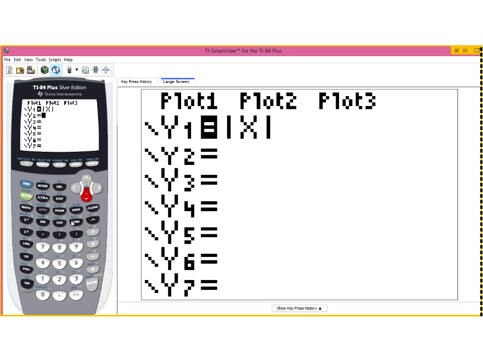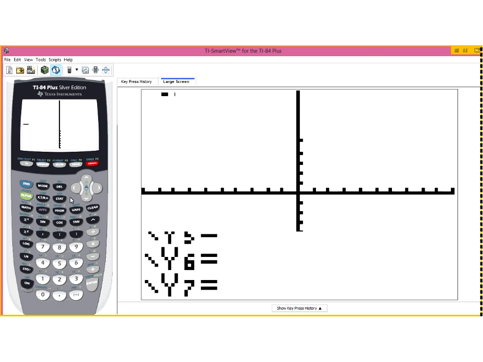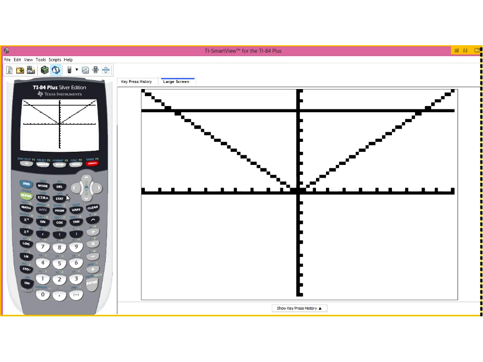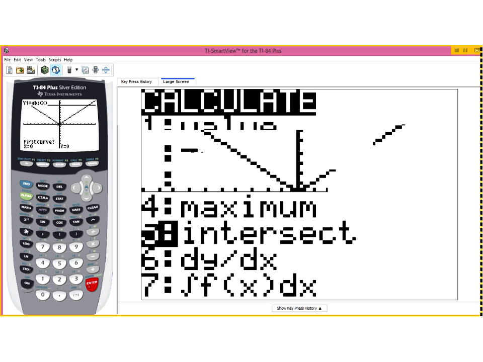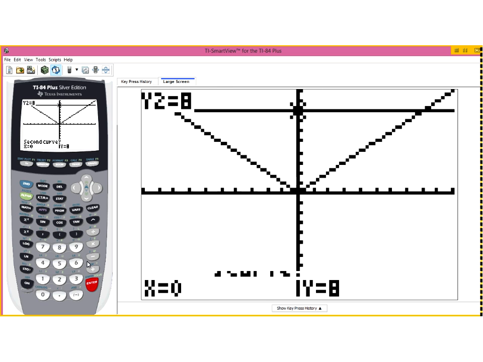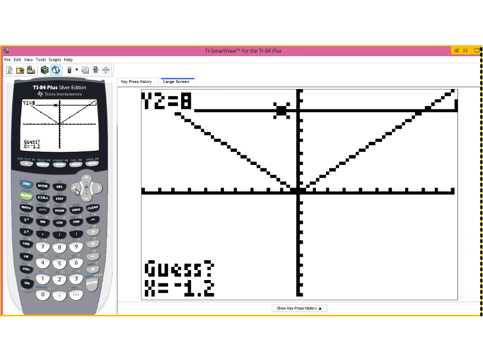And then for y2, I'm going to enter 8 because that was the right-hand side. I'm going to graph this. And there's our absolute value, and there is our line y equals 8. Now, what I'm going to do is use the calc menu, and I want to find where these two lines intersect. So the first curve is the absolute value of x, the second one is 8, and it wants a guess, so I need to get closer to one side than the other, or to one intercept than the other.